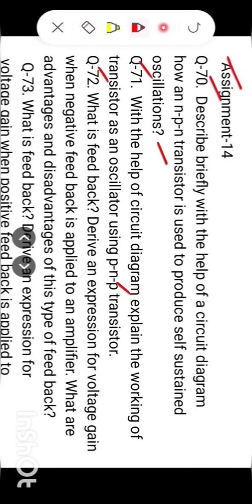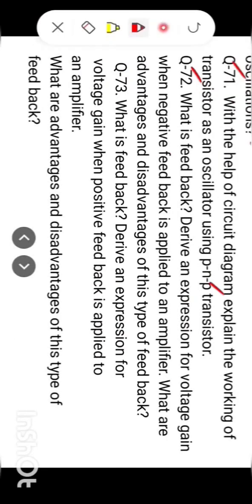Question number 72. What is feedback? Derive an expression for the voltage gain when negative feedback is applied to an amplifier. What are the advantages and disadvantages of this type of feedback? Question number 73. What is feedback? Derive an expression for voltage gain when positive feedback is applied to an amplifier. What are the advantages and disadvantages of this type of feedback?